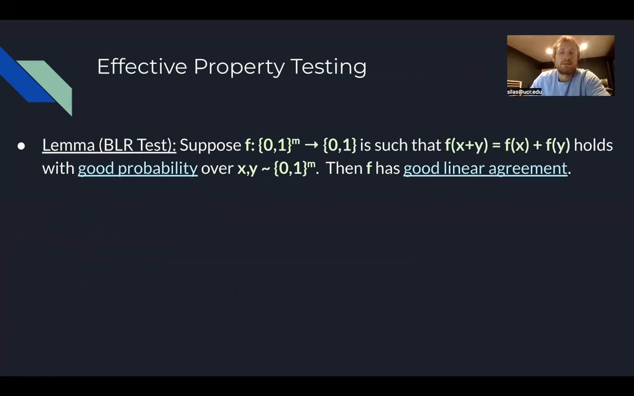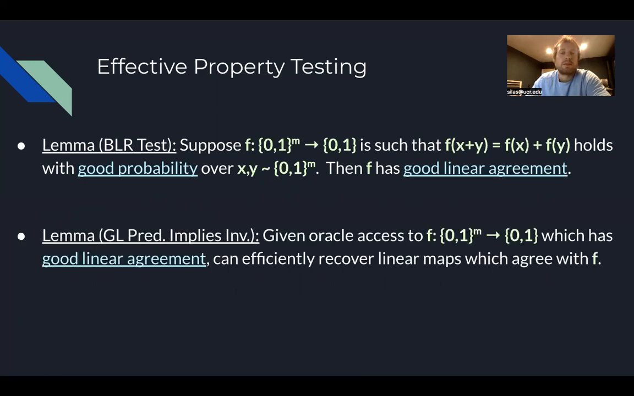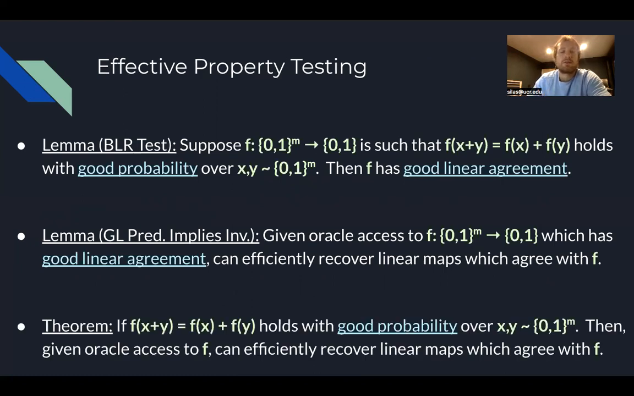The BLR test is a fundamental result in property testing, which says that if you have a Boolean function which passes a linearity test with good probability, then your function has to have good linear agreement. If you combine this with the prediction implies inversion lemma of Goldreich-Levin, which says that if you have good linear agreement, then you can efficiently recover the linear maps, you get a combination theorem: if you have a Boolean function that passes a linearity test with good probability, then you can efficiently recover the linear maps which explain the test passing success.